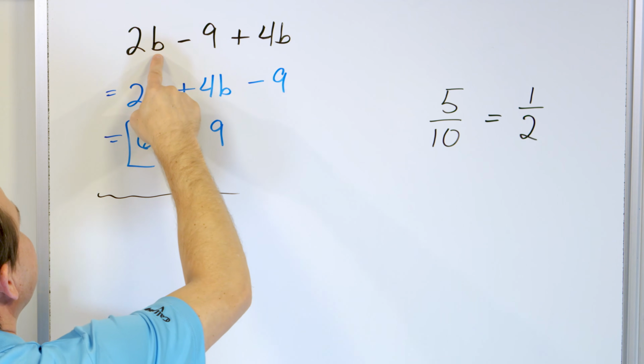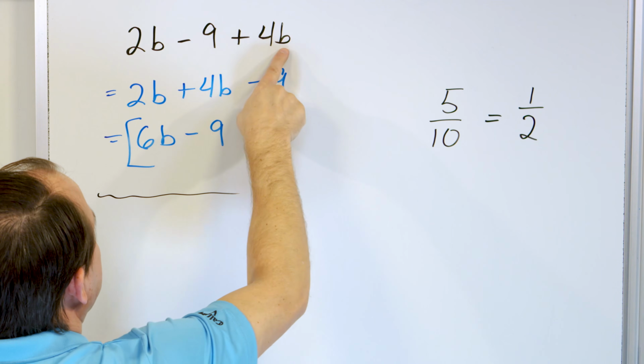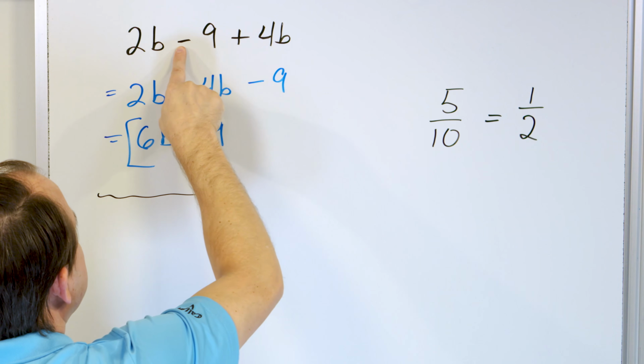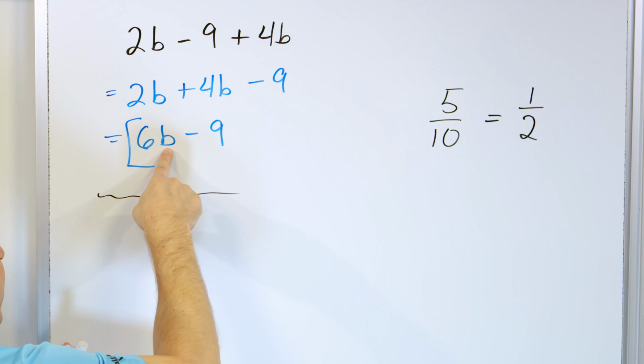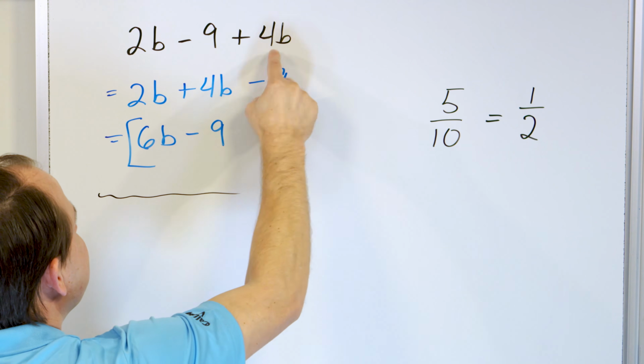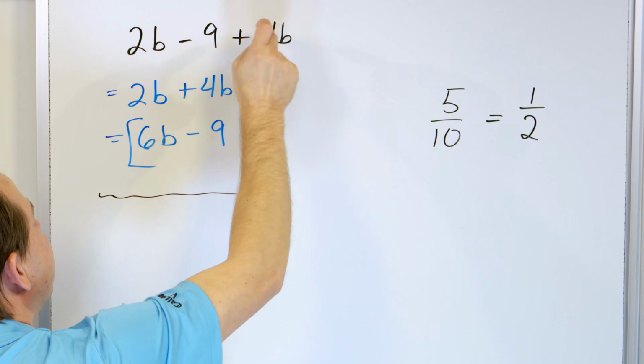If I put numbers in for b, like b is equal to 0, then this will go to 0 and this will go to 0 and you'll have -9. But if I put b is equal to 0 here, this will go to 0 and you'll still have -9. This expression looks different, but it's exactly the same answer for any value of b that you put in there.